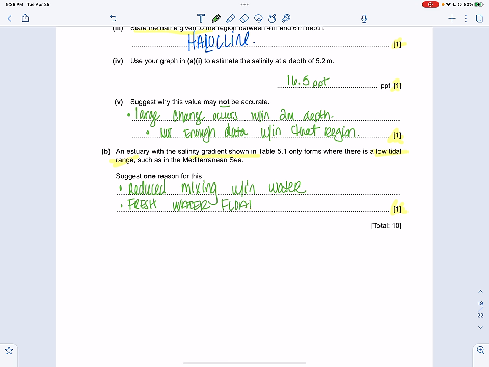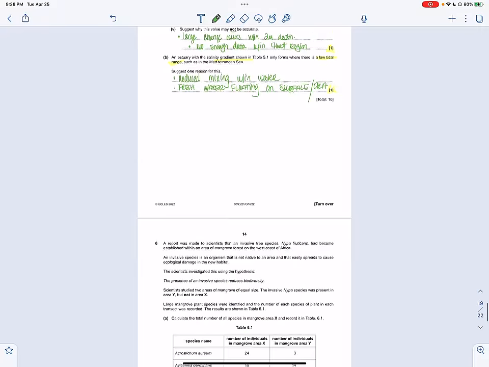Fresh water will stay floating on the surface. Or the reverse argument, you can have saline water sinking. So if there was a high tidal range, the high tide is high, the low tide is low, and you would get water mixed and replenished frequently.